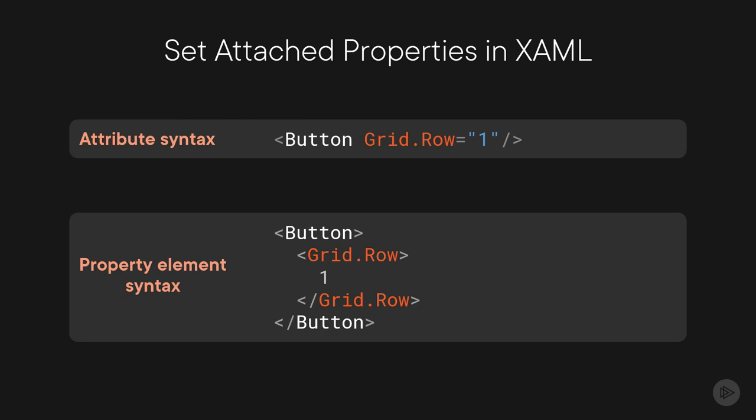But now when you look at this code and attached properties, the question is, what is actually happening behind the scenes when you set an attached property? How is it even possible that the Row property that is defined in the Grid class can be set on a Button instance? Let me show you in the next clip how to set attached properties in C#, and then you will understand how an attached property actually works.